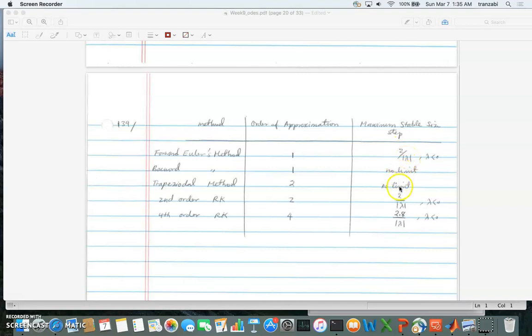For backward Euler and the trapezoidal method, there is no limit because these are implicit methods, and we know that implicit methods are unconditionally stable. So there's no condition on them.